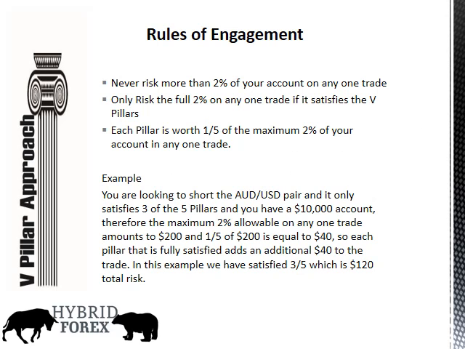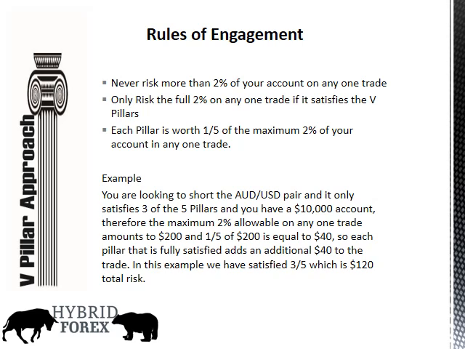Rules of engagement is what I use to determine how much I'm ready to risk on any one trade. So I'll never risk more than 2% of my total account on any one trade, and I only ever risk the full 2% on any one trade if it satisfies the 5 pillars. So therefore each pillar is worth 1/5 of the maximum 2%.